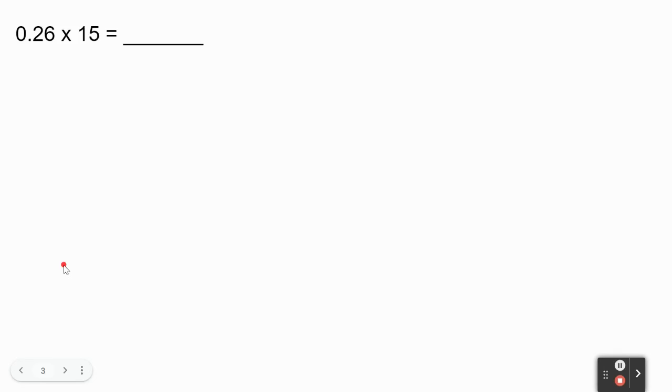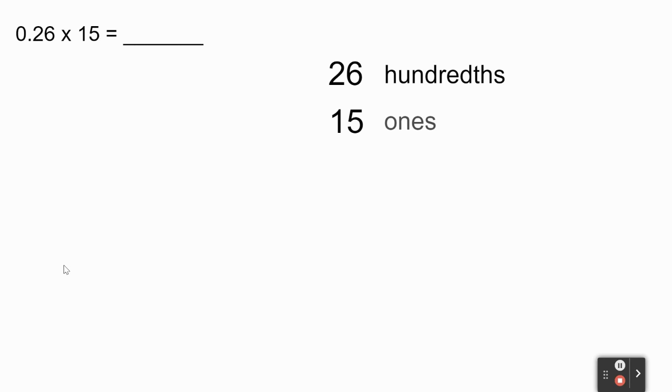Let's try another problem. Now let's multiply 26 hundredths times 15. First, we're going to rewrite each number in unit form. So we have 26 hundredths, since the 6 is in the hundredths place. We're going to multiply by 15 ones, since the 5 is in the ones place.